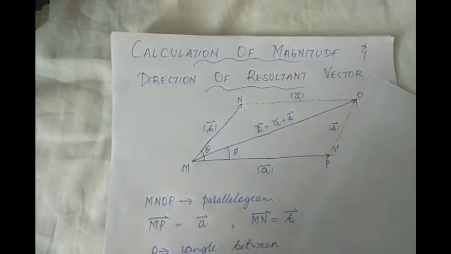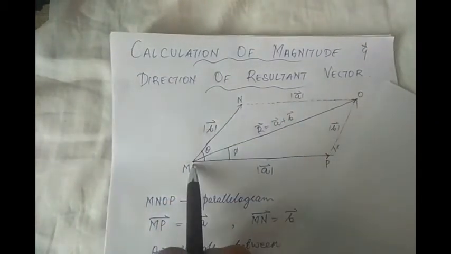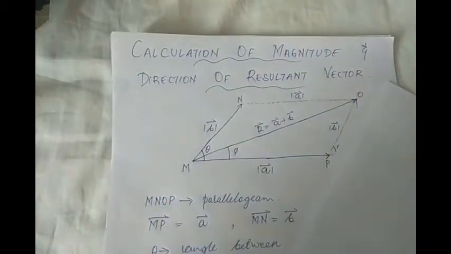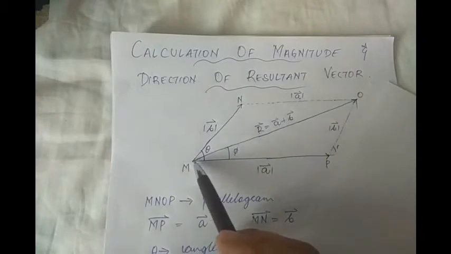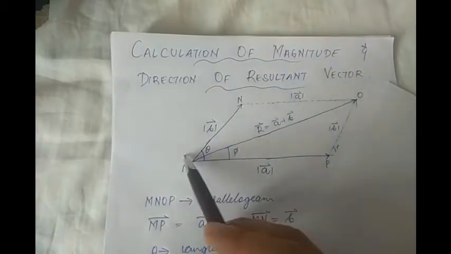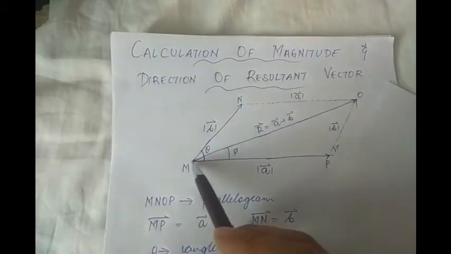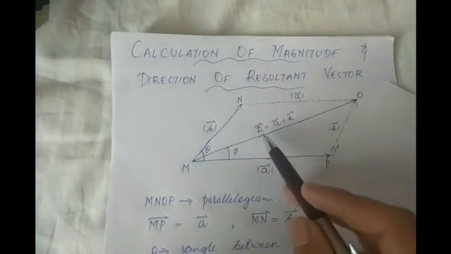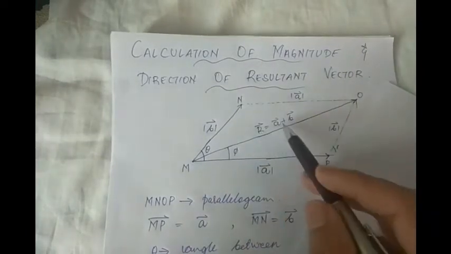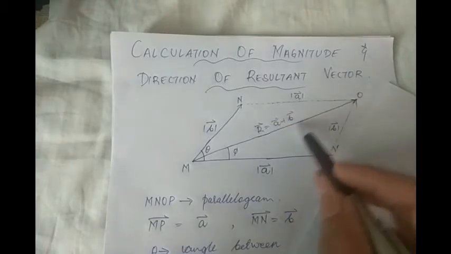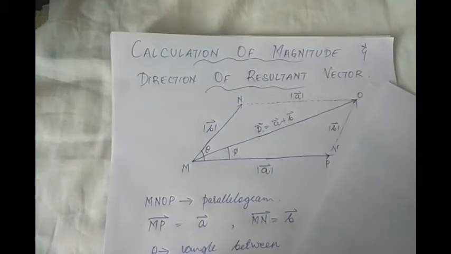MNOP is the parallelogram. So what the parallelogram rule tells us is, if we have two vectors starting from a point, then the diagonal of the parallelogram starting from the same point, which is point M, gives us the resultant. So R happens to be a resultant. So R is vector A plus B. Vector A plus B is another new vector, remember that. But we are going to calculate its magnitude.